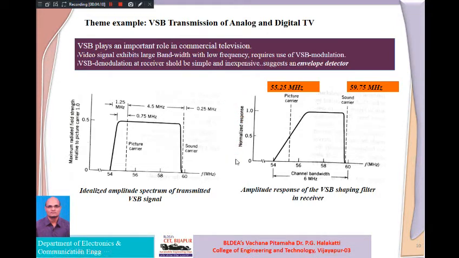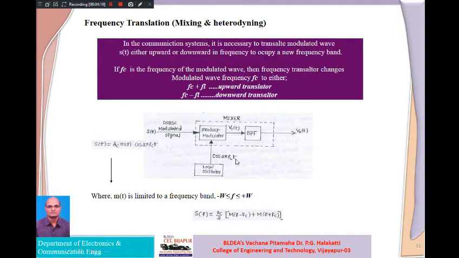Okay, so next, another important part: frequency translation, means mixing, or you can say heterodyning. You might have studied the super heterodyning receiver in the basic electronics subject, where you mix a high frequency carrier signal with the message or modulating signal. Or maybe you have studied it in the communication subjects.